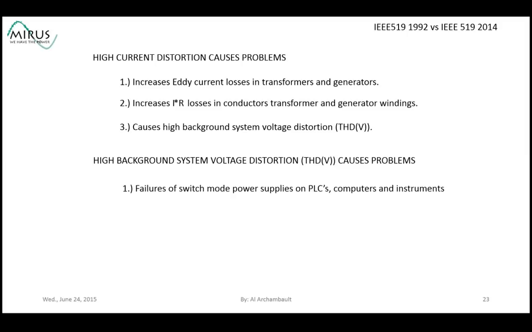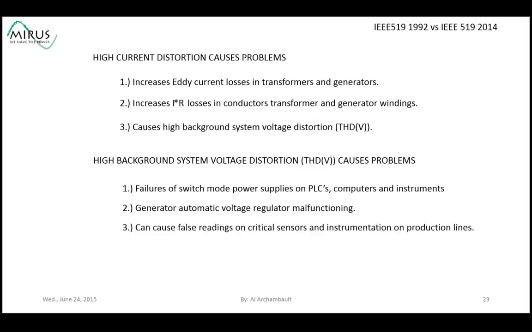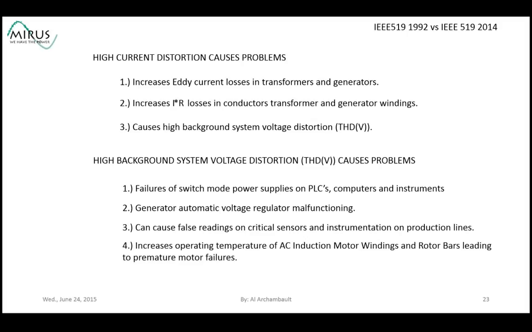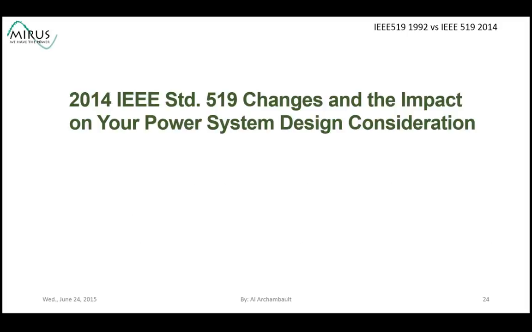Failures of switch mode power supplies in PLCs, computers, and instrumentation. Generator automatic voltage regulator malfunctions. It can cause false readings on critical sensors and instrumentation on industrial lines. Increases operating temperature of AC induction motors, windings, and also on the rotor bars.